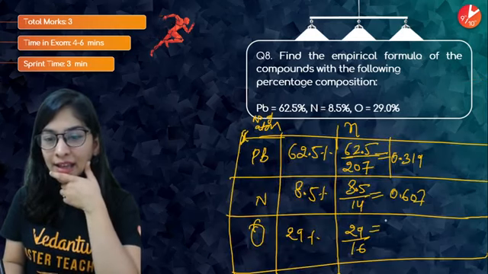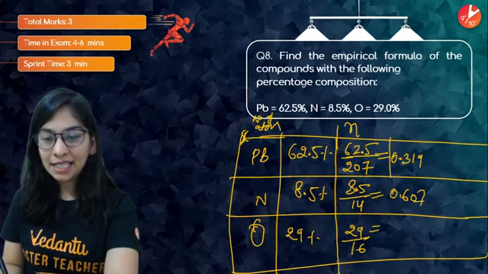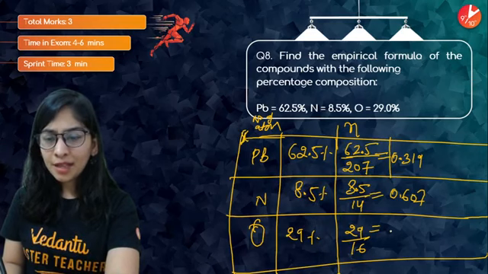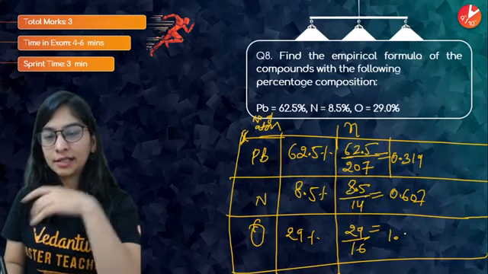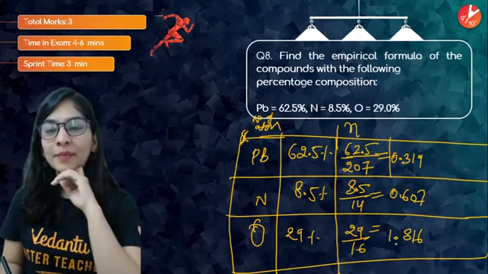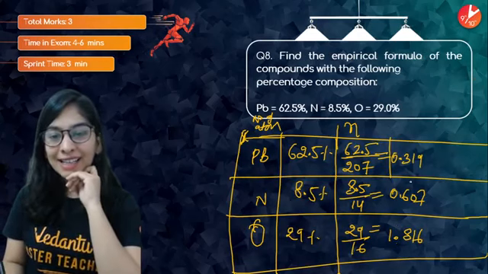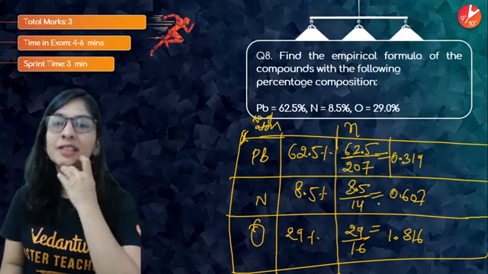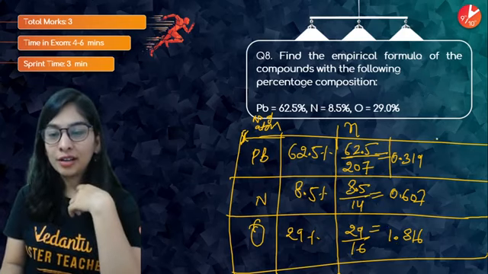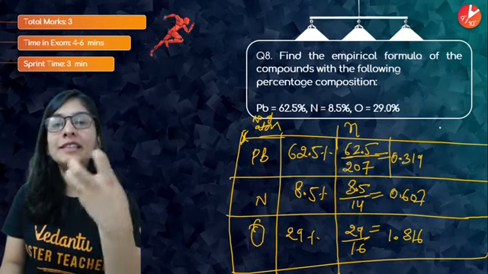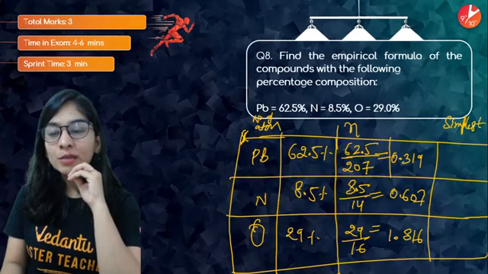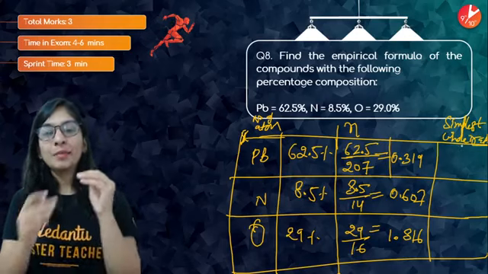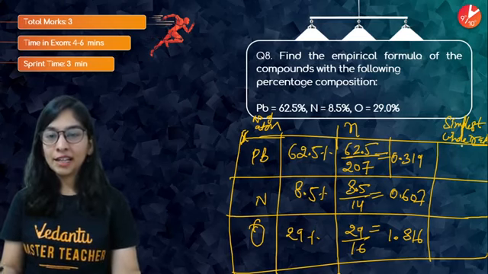319607. Okay. And when I solve this 29 by 16, that will be my 1.816. Okay. So this is something that we get as n value. And you can clearly see these values are not whole numbers, and that's not easy to use. So what we'll do, we'll calculate the simplest whole ratio. This will give an idea of the simplest ratio of my lead, nitrogen, and oxygen.